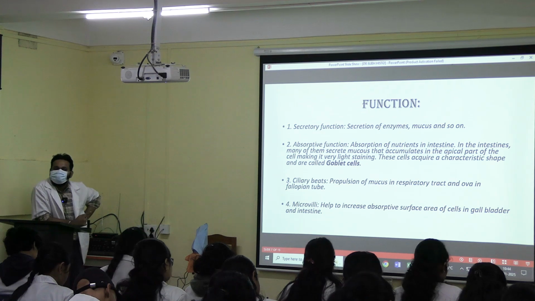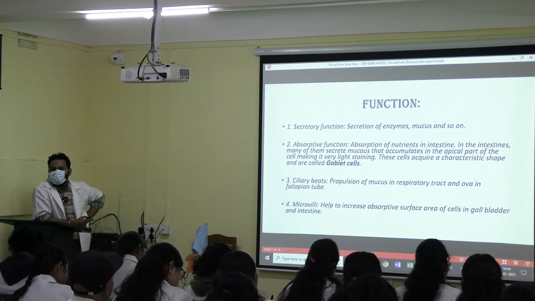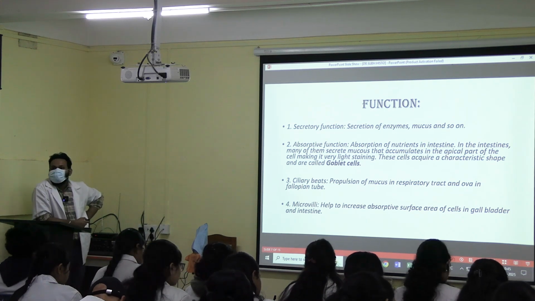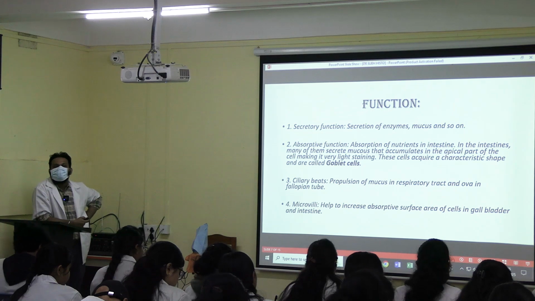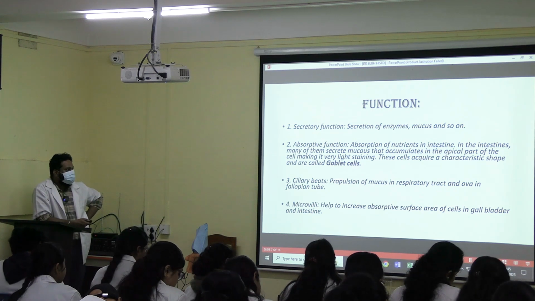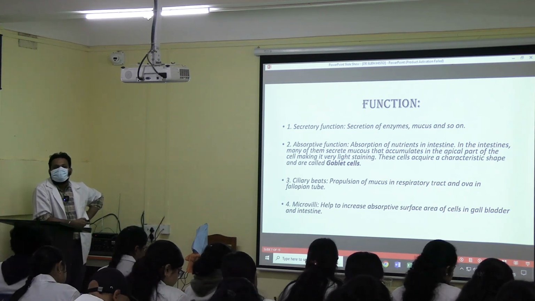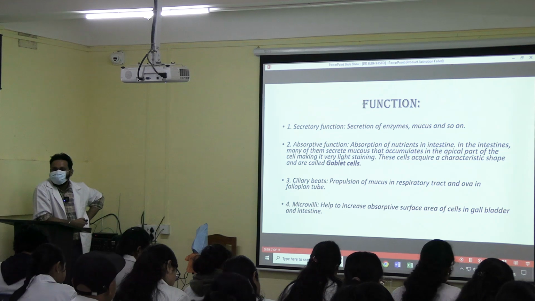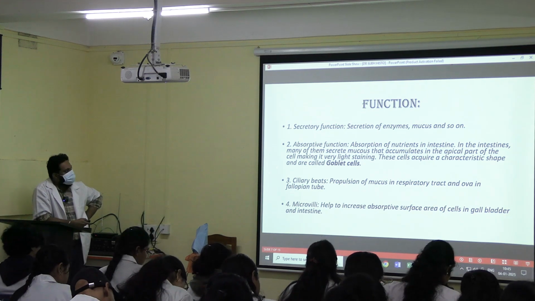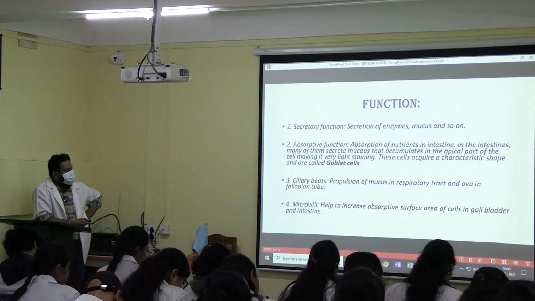Height is more than width. Nuclei are present in the basal region, elongated or oval shaped. There is some surface modification known as cilia and microvilli. Cilia help in propulsion of mucus in respiratory tract, and microvilli increase the absorptive area in the GI tract. There are goblet cells which appear light after staining.